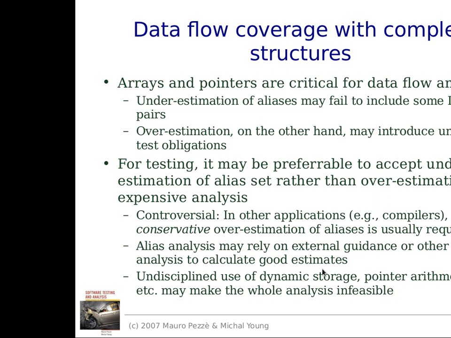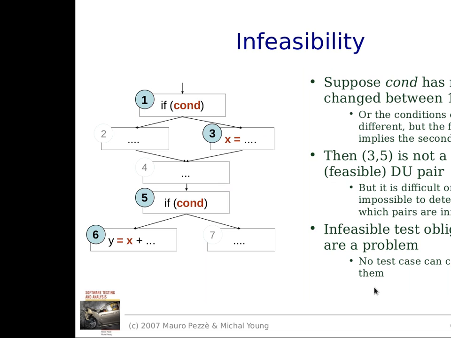Aliases may rely on external guidance or other global analysis, so it may just not be a section of code. Something else in the program may be changing its state. And what it comes down to is that undisciplined use of dynamic storage, pointer arithmetic, etc., can make this infeasible. That's what I was talking about earlier with the halting problem.